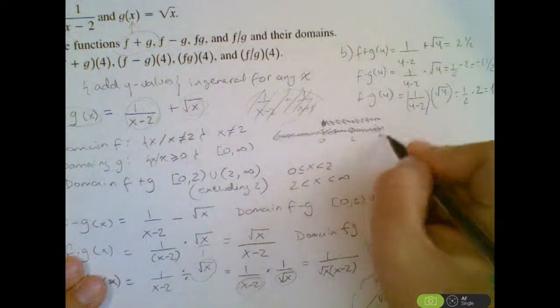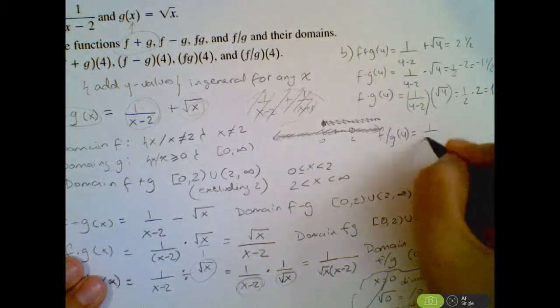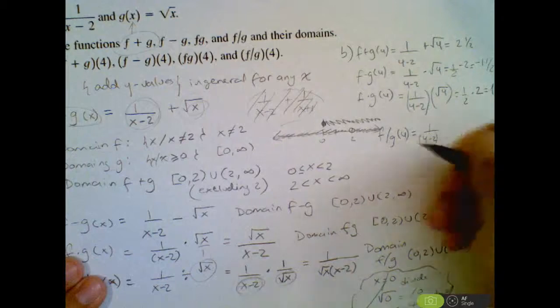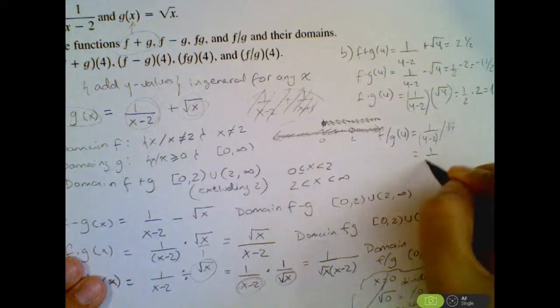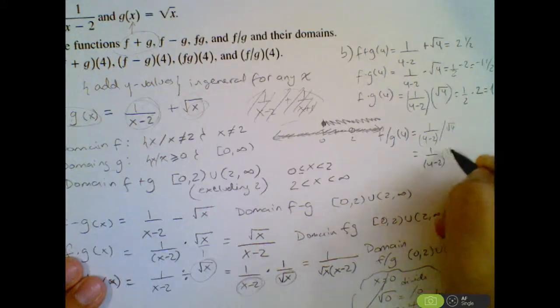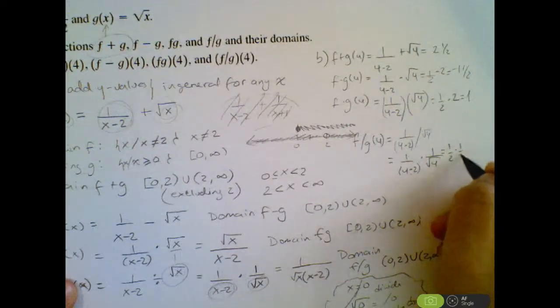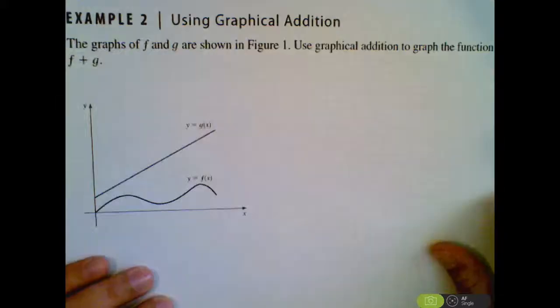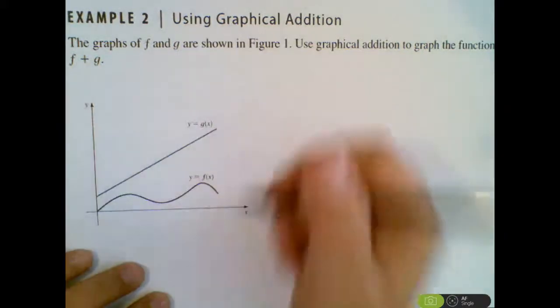And then f divided by g of 4 will be 1 over 4 minus 2. You can either divide by square root of 4, or as I suggested, you can multiply by the reciprocal, times 1 over square root of 4, and this is 1/2 times 1/2, and that would be 1/4. And that's it. I promise I'm almost done, but if you want to go and have a snack, this is a good time to do that.